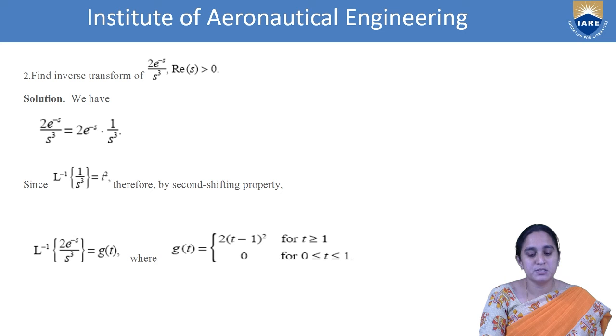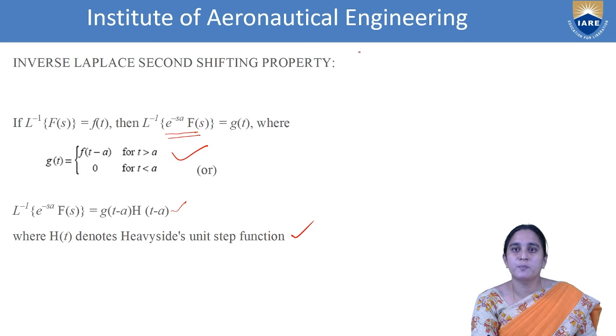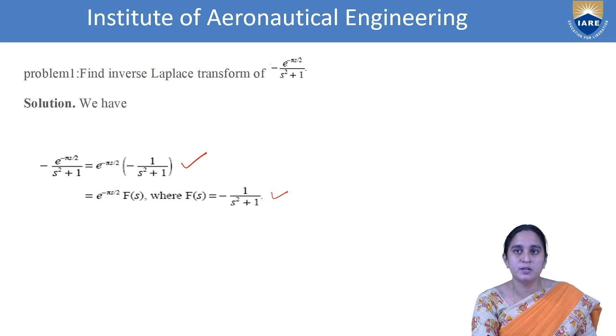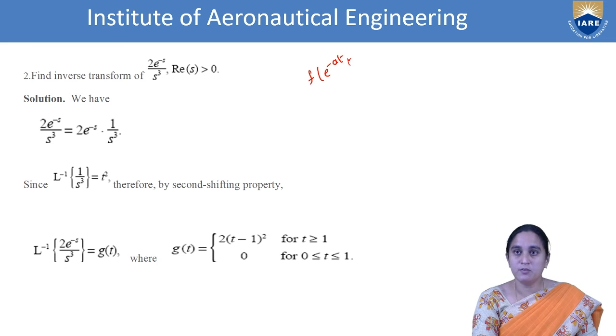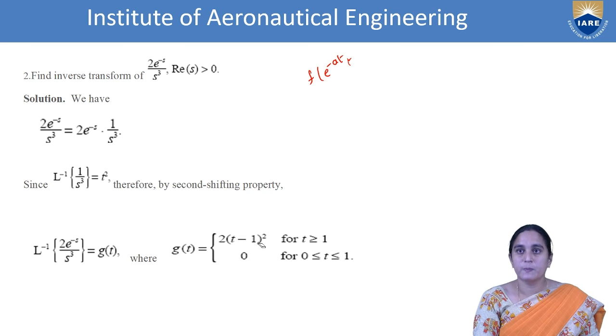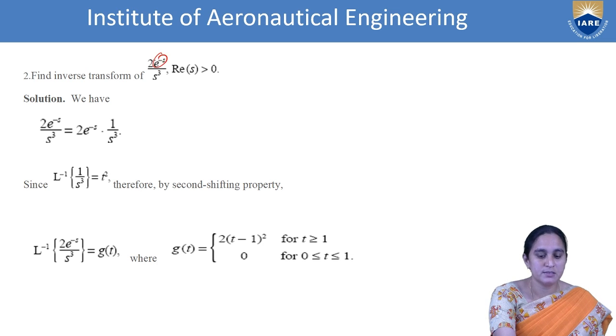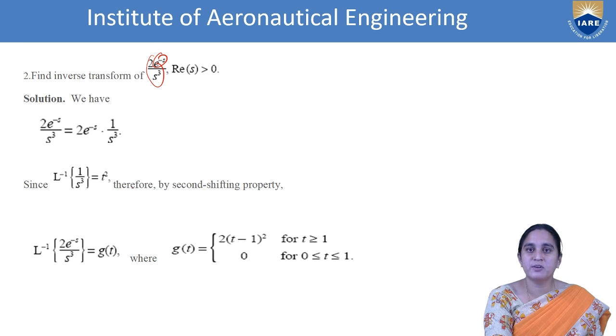Find the inverse Laplace transform of 2e power minus s by s cube. Once you observe here, directly the question has the form e power minus as into f of s. Recall the property: Laplace inverse of e power minus as into f of s. Simply I am writing 2 into e power minus s into 1 by s cube. And what is the formula of Laplace inverse of 1 by s cube?